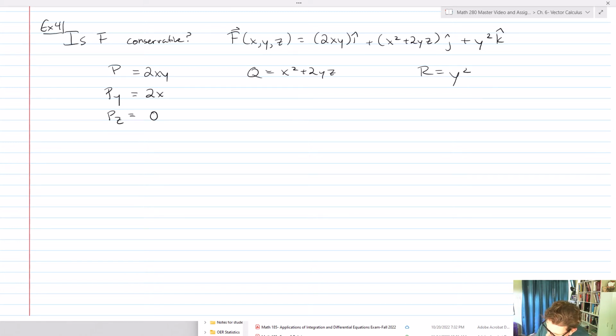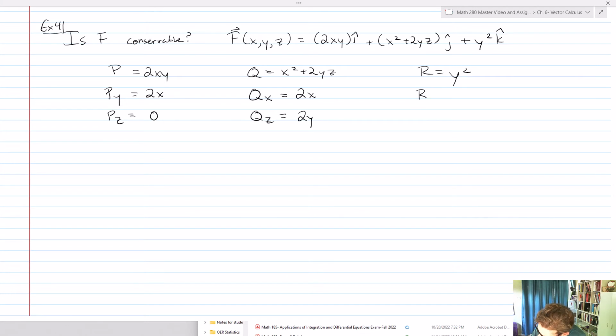Then I want to do q, and I'm going to have q_x and q_z. Those are the other two values. Remember, q is our y component. So q_x equals 2x, and then q_z is going to equal 2y.